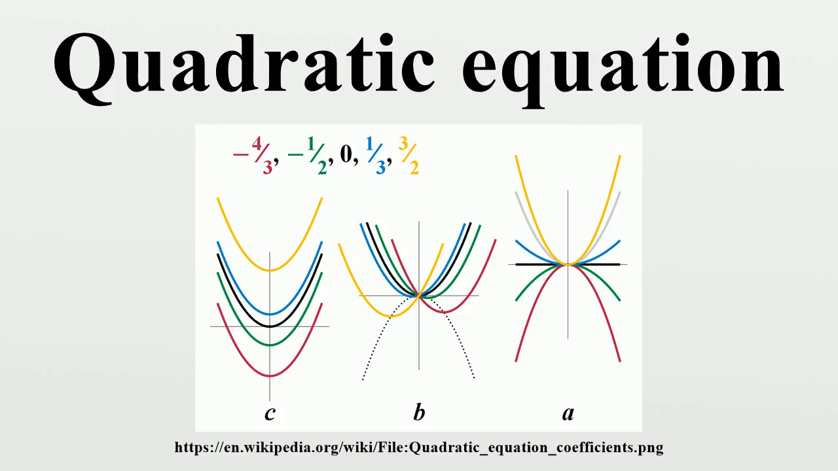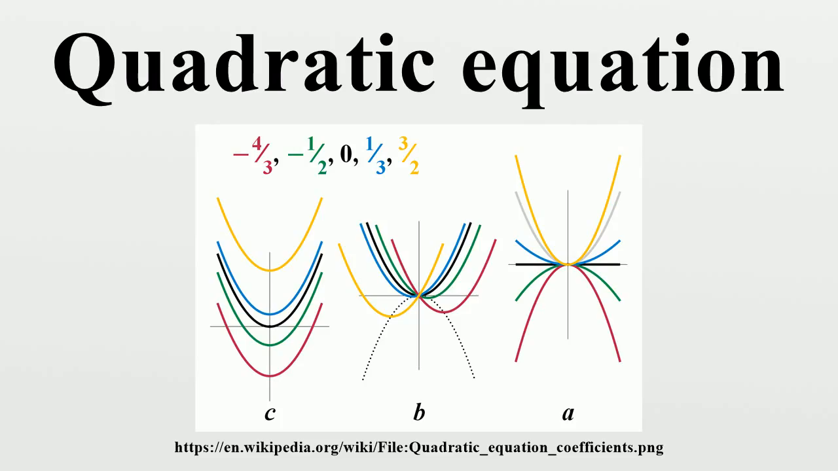The x-coordinate of the vertex will be located at x equals negative b over 2a, and the y-coordinate of the vertex may be found by substituting this x value into the function. The y-intercept is located at the point (0, c). The solutions of the quadratic equation ax² plus bx plus c equals 0 correspond to the roots of the function f(x) equals ax² plus bx plus c, since they are the values of x for which f(x) equals 0.